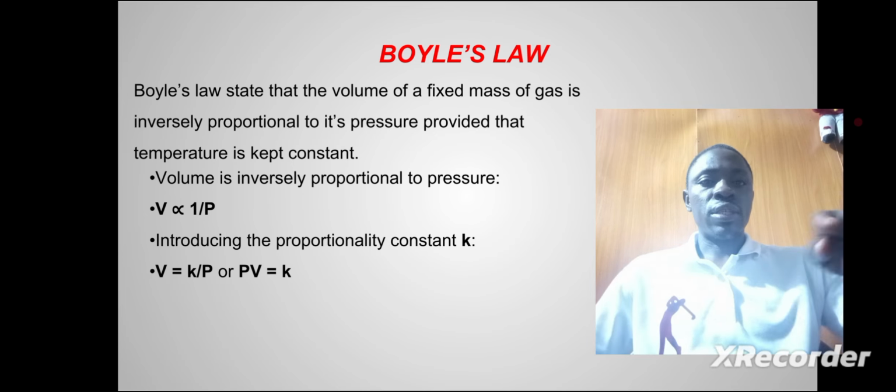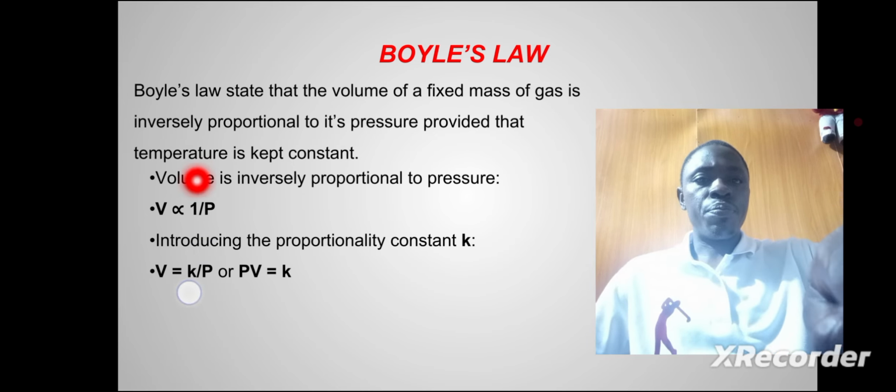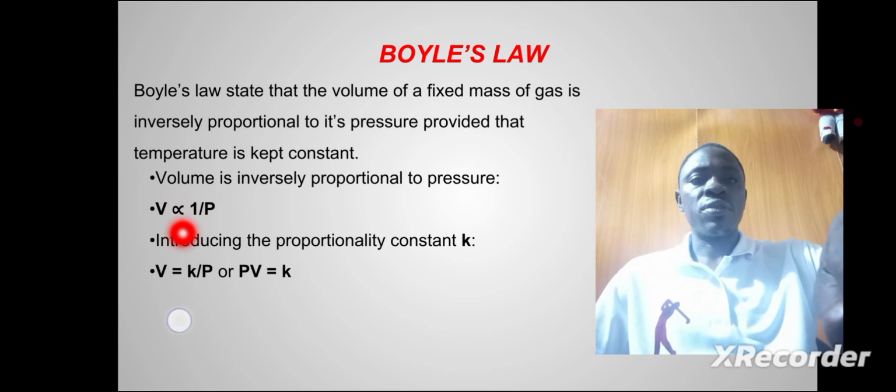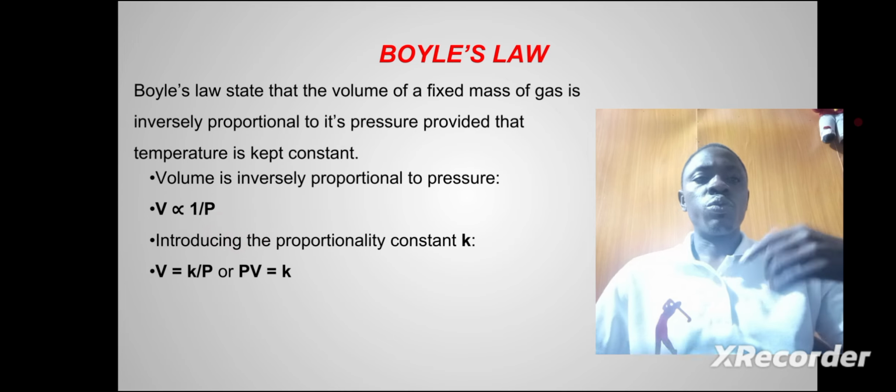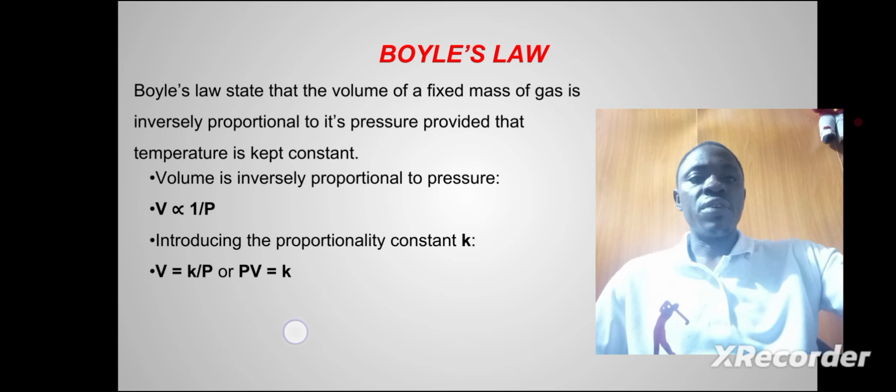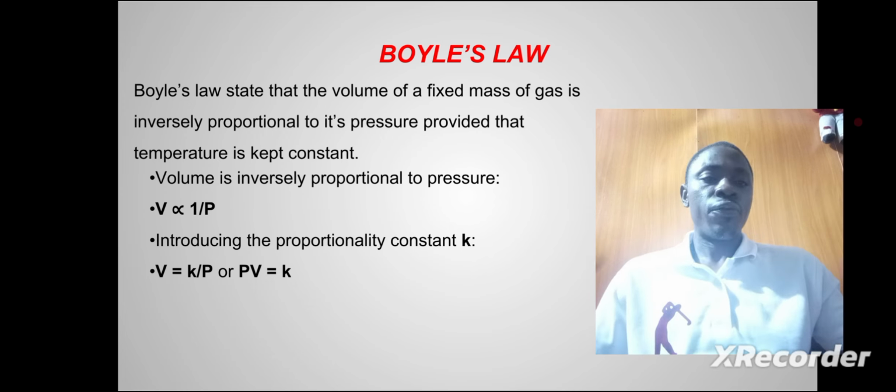So mathematically, V, which stands for volume, is inversely proportional to 1 over P. This is how it is written. And when we introduce the proportionality sign, it means that PV is equal to a constant. So at any point in time, the product of the pressure and volume will give a constant value for a gas.